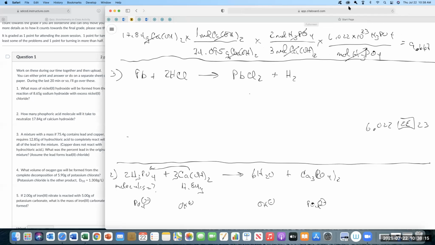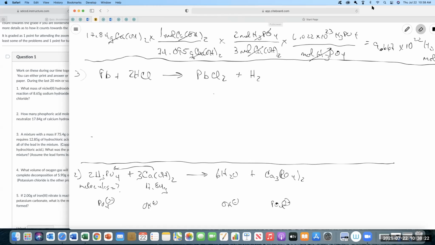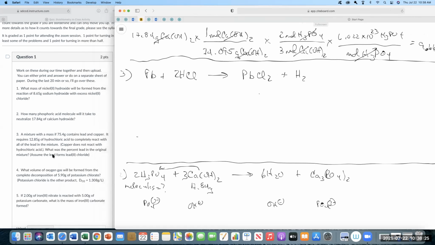Now, what are we trying to figure out in this problem? Let's erase this. In this problem, it says we want the percent lead in the mixture. So the percent lead is going to be the mass of lead, grams of lead, over grams of the mixture, times 100. Well, we have the mass of the mixture. The mass of the mixture is 75.4.